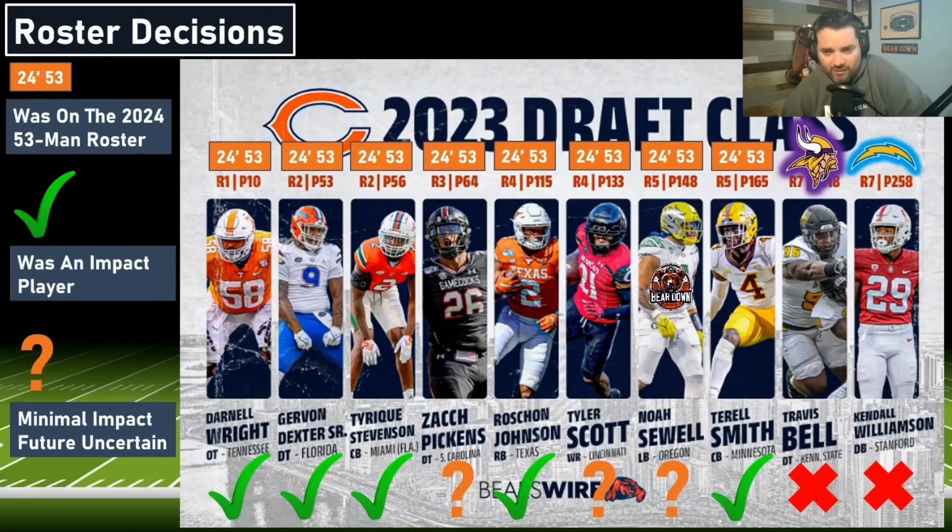Really didn't get used a lot, and when he did, he did not play well on special teams or on defense. So not a good sign there for Noah Sewell. And Terrell Smith, one of the best values, in my opinion, pick 165, right before the end of the 5th round.